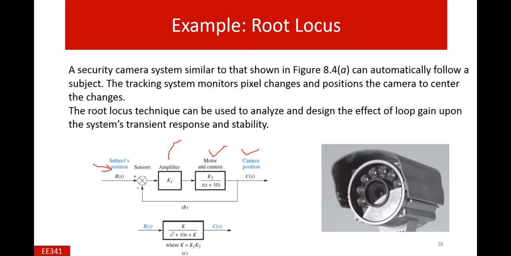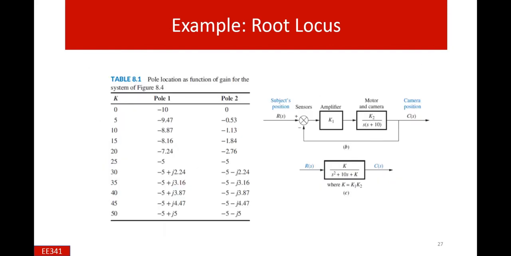How can we manipulate it by changing the values of K? Let's see. Analytically, we find a table for different values of K. For example, if we take K equal to 0, then we have two roots of this closed loop transfer function, and these roots represent the pole locations of the closed loop transfer function. If we solve that, one pole is at 0 and the other pole is at -10.